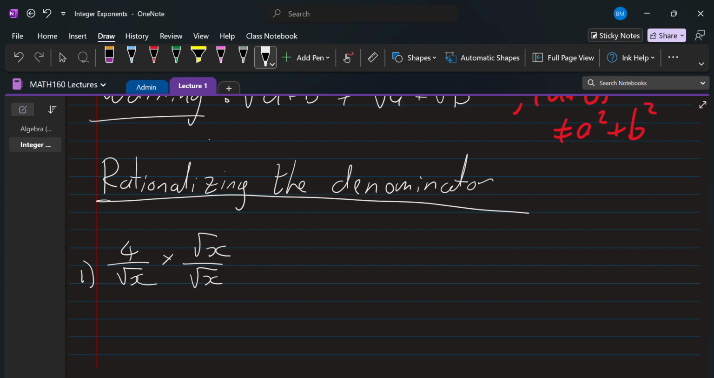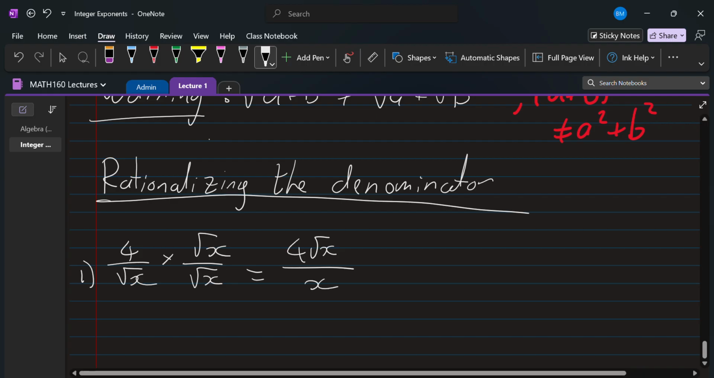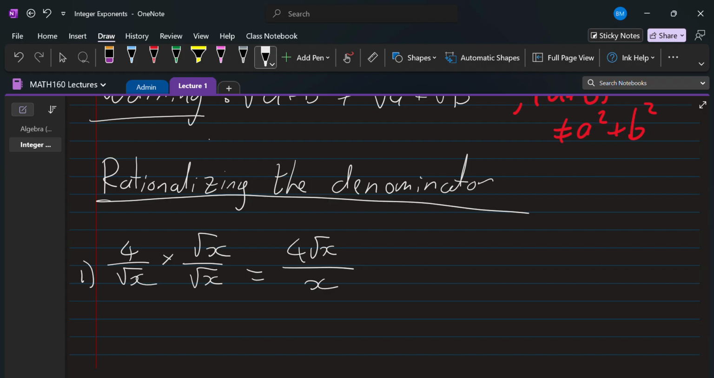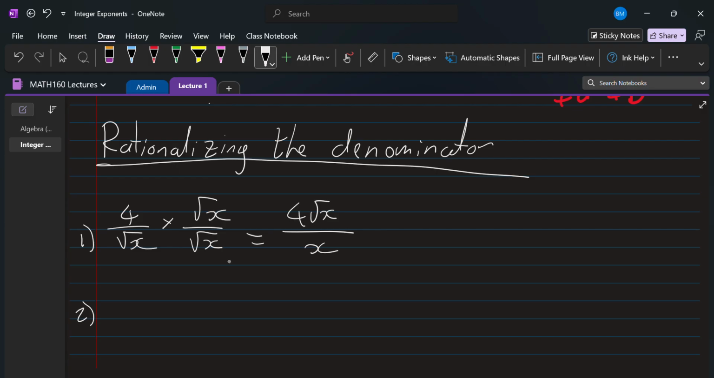Number one, very easy example: 4 over root x. When we say rationalize, a better word would be non-radicalize. The aim of the game is to remove the roots from the denominator. Here we've got root x in the denominator, we want it to go away. Remember that root x is x to the half. If we have x to the half times x to the half, that's x to the 1. Now the half is gone, so it's no longer a radical. And that's what we're going to do.